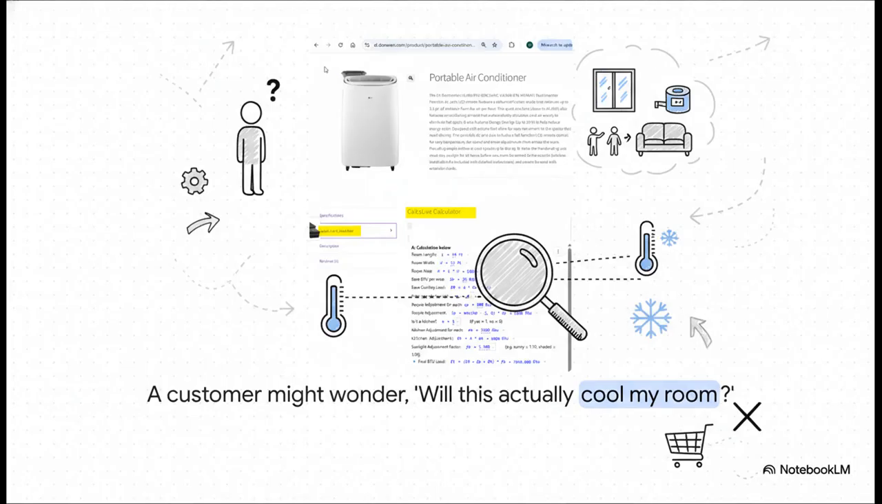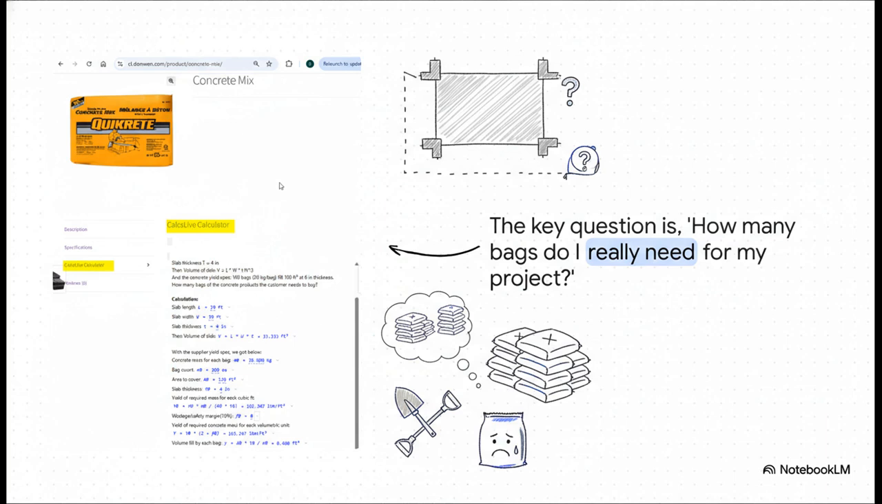I mean, picture this. Someone's shopping for a portable air conditioner. They see the price, they see the specs, but the real question, the one that's actually on their mind is, is this thing going to be powerful enough for my living room? They're trying to do math in their head about room size, windows, all that stuff. It's a calculation. And if they can't figure it out fast, they're probably just going to close the tab. Poof, gone.